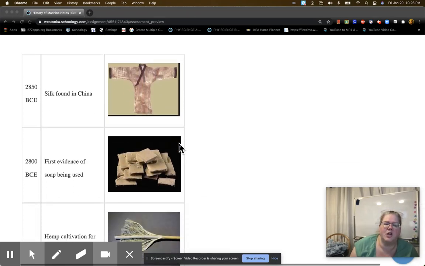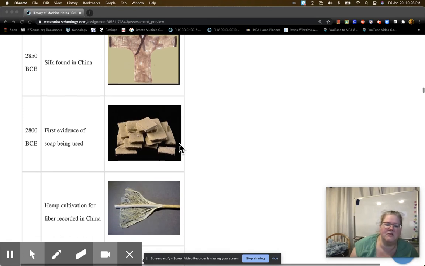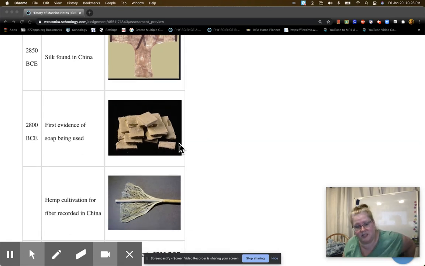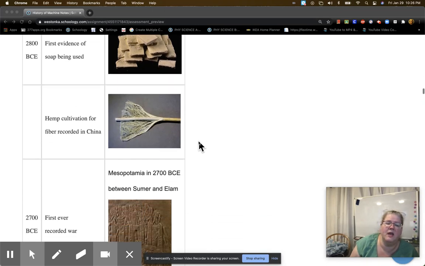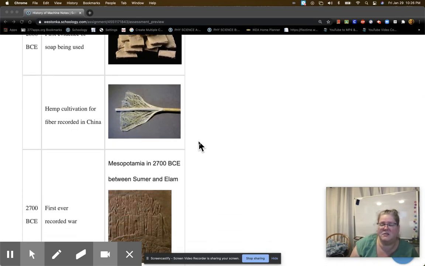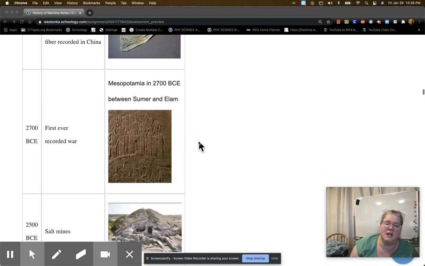Silk in China, 2850 BCE, first evidence of soap being used. So now we're starting to see the connection between body odor and getting rid of it, or how to clean other things to make them safer to use. Hemp cultivated for fibers in China. Hemp is an incredibly strong fiber. Henry Ford actually made an entire car body out of hemp fiber. He thought it was the new beginning, but it threatened the wood and the cotton industry, so they basically made it illegal because it was too much of a competitor. It was stronger, but it's been used for a really long time.